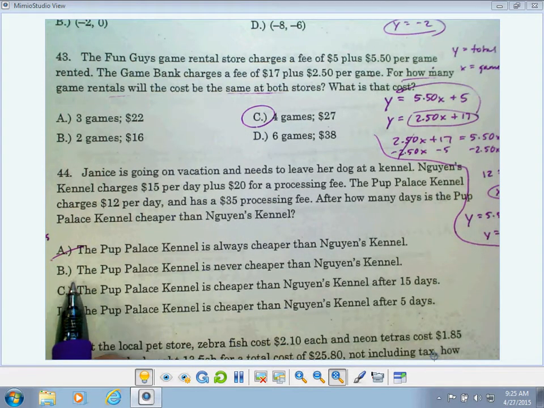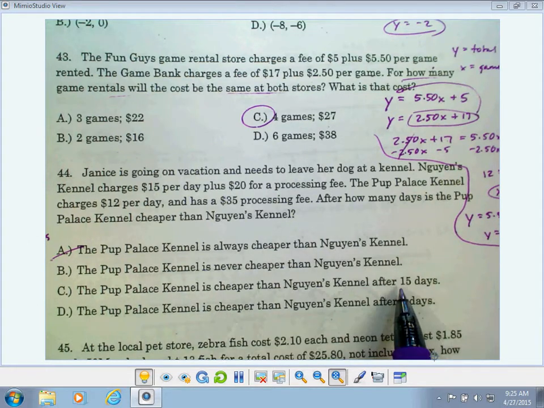Let's go back to B for a minute. See, it says the Pup Palace Kennel is cheaper than Wynn's after 15 days. Maybe, we'll look at that. The Pup Palace Kennel is cheaper than Wynn's after 5 days. Okay, so we might actually have to work something out here. But I think we can agree that B is not true either, right?